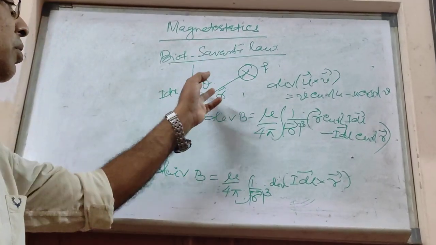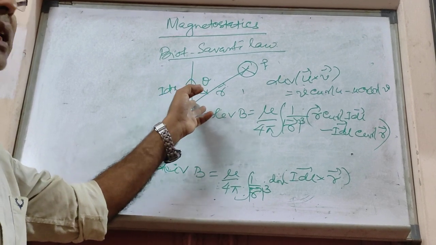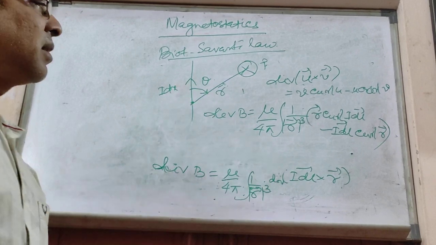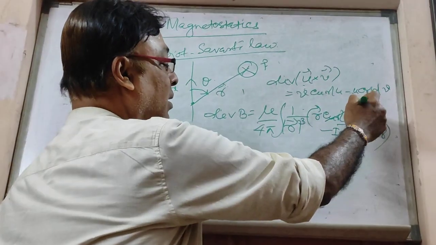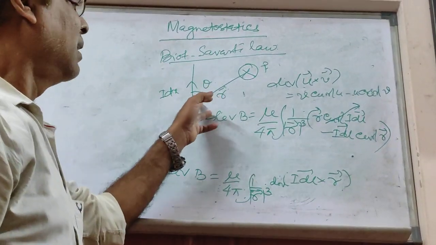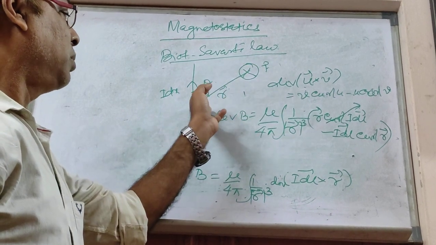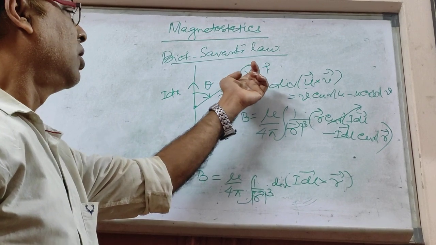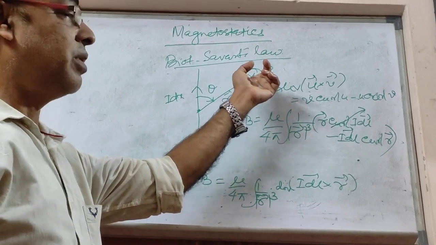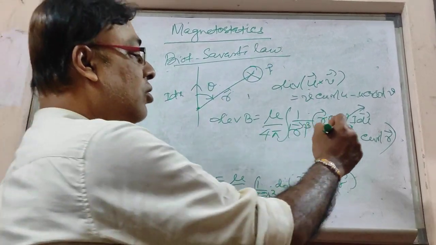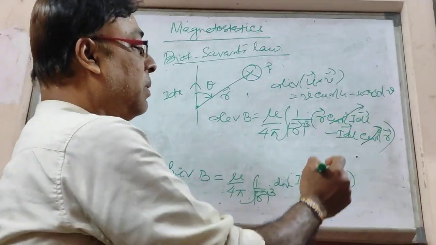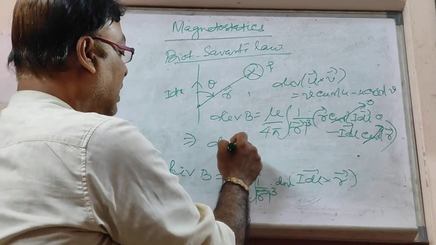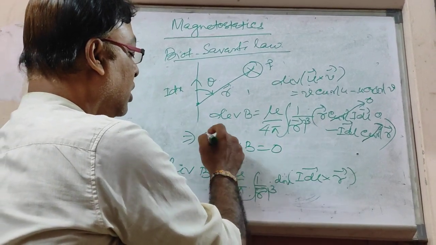Now you see, if you are taking the current element Idl, there is no rotation of the current element, so the curl is 0 here. Similarly, if you are taking the position vector, that means the distance vector from the current element to the point P where the magnetic field strength is to be found, there is no rotation of this vector. So both are 0. So we can say from this that divergence of B is equal to 0.